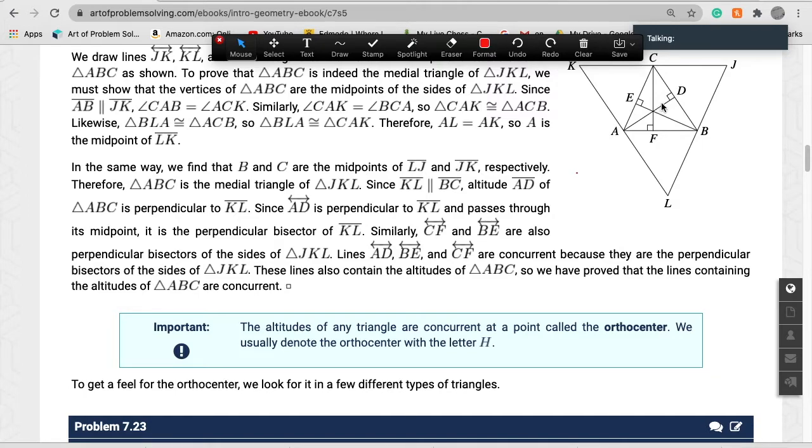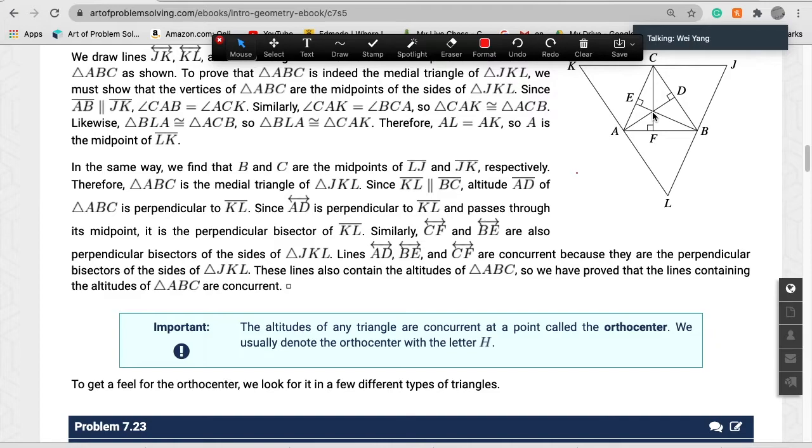By this way, we proved these three altitudes AD, BE, and CF intersect at a common point. So that means these three altitudes are concurrent. See, this is a wonderful proof. We try to prove these three altitudes are concurrent. Then by this way, we convert this to the three side bisectors of another triangle.